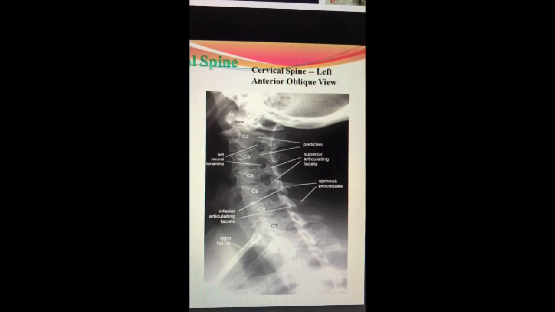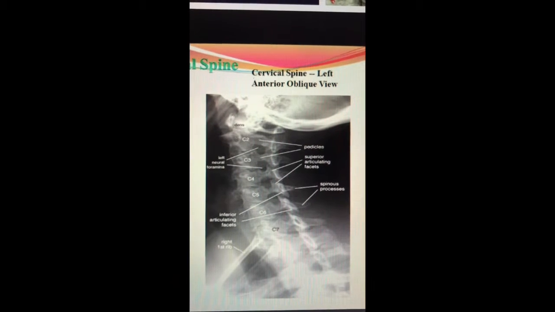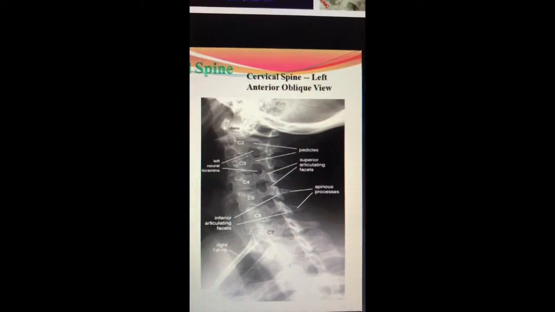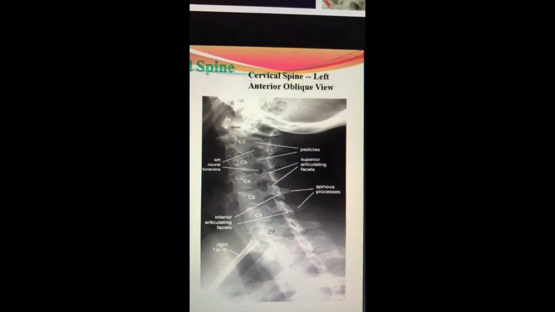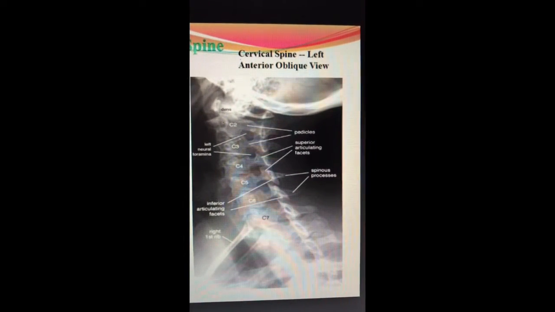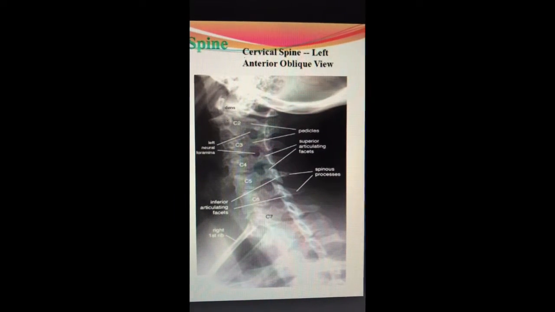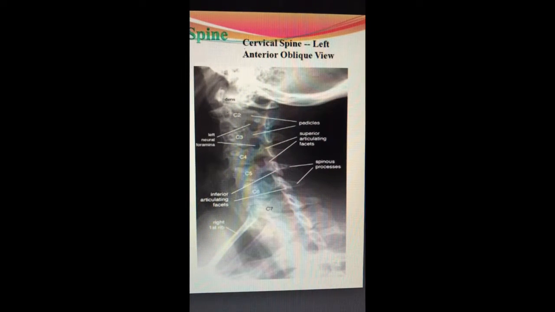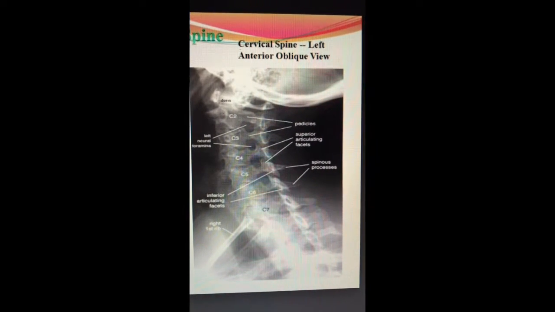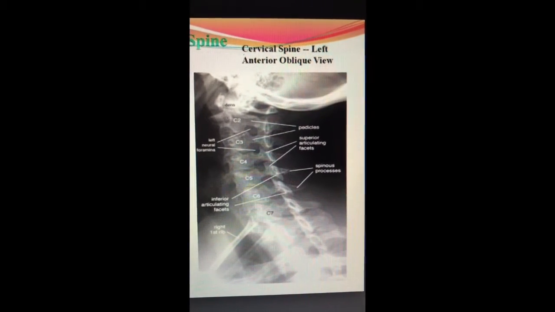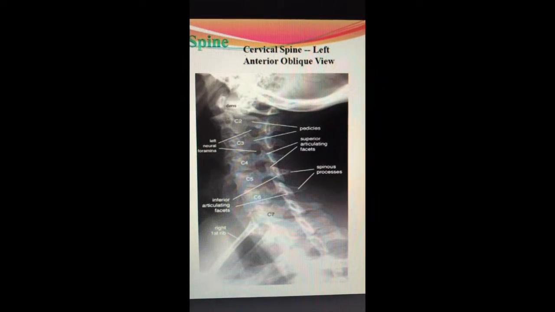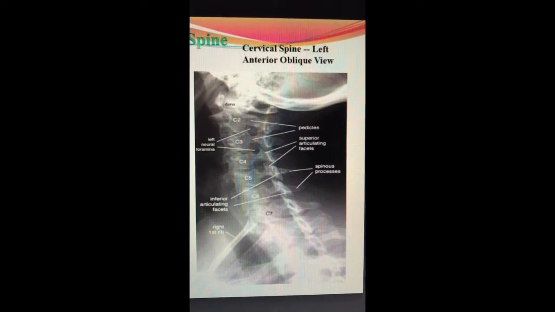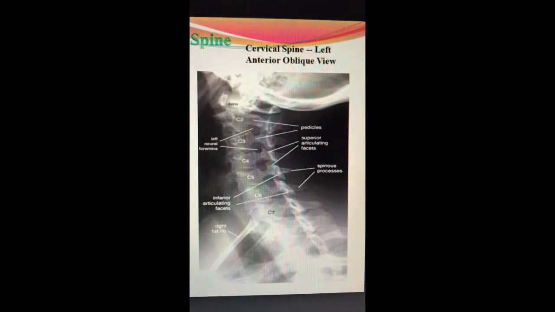You can see the spinous process, the inferior or superior articular facets, and the pedicles. If you're doing an anterior oblique, the side of the C-spine has to be closest to the IR. If you're doing a posterior oblique, the side of interest has to be farthest from the IR. On this view, C2 through C7 need to be visualized for the intervertebral foramen spaces. They need to be open.